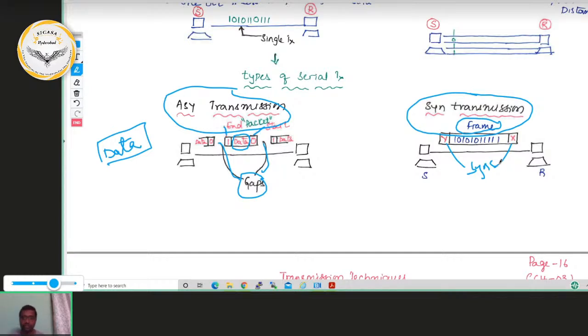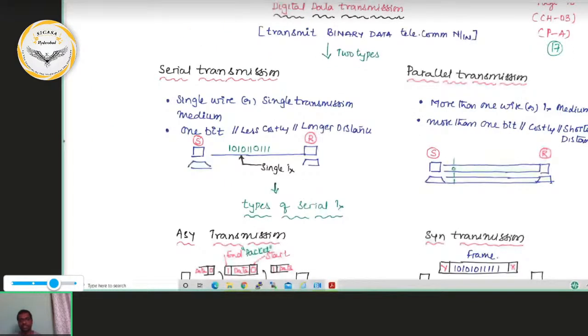So this is about digital data transmission. What do you mean by digital data transmission? It is nothing but how you transmit binary data in a telecommunication network. We have 2 types. First one is called serial transmission, second is called parallel transmission. Serial transmission is further divided into 2 types: first one is synchronous transmission, second is asynchronous transmission. So this is about digital data transmission.